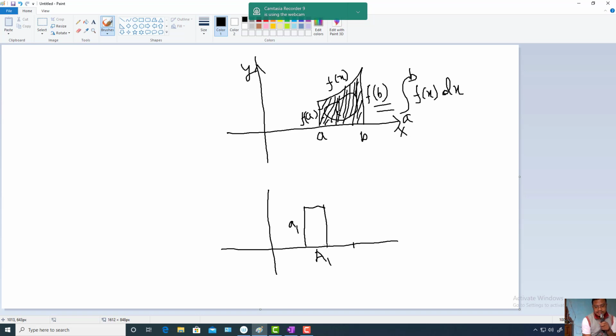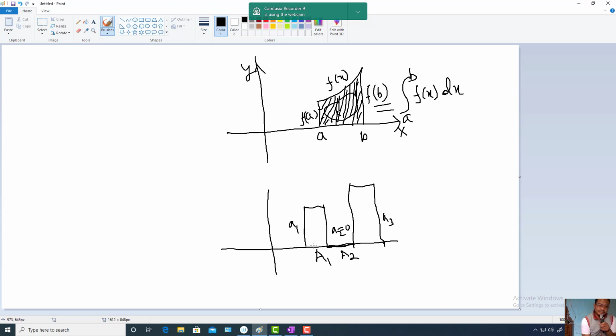At the set A2, excluding this extreme point, at this open set A2, suppose the function takes the value 0. There is no height, so it is 0 here. Then at A3, including this endpoint, suppose the function takes the value a3. So this is a3, and a2 here is equal to 0.